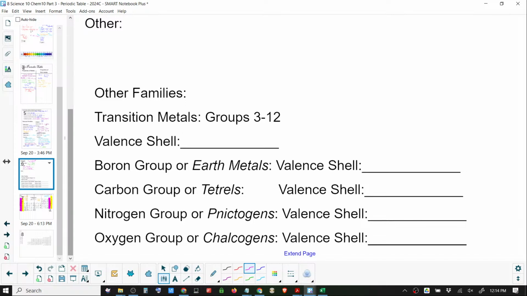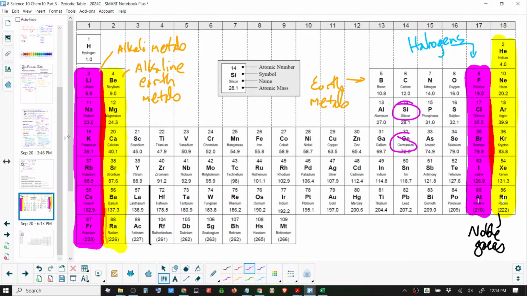The transition metals, I don't think we've labeled those. So the transition metals are here.